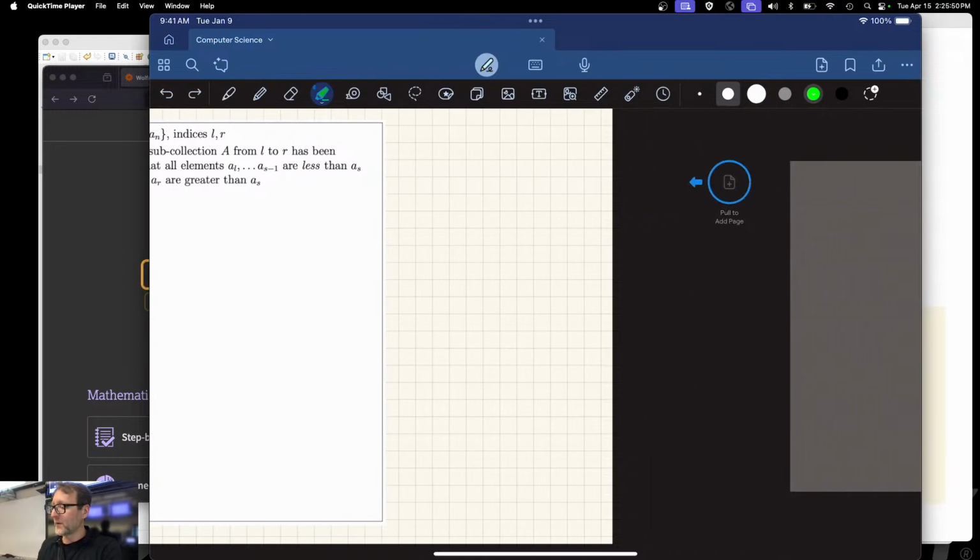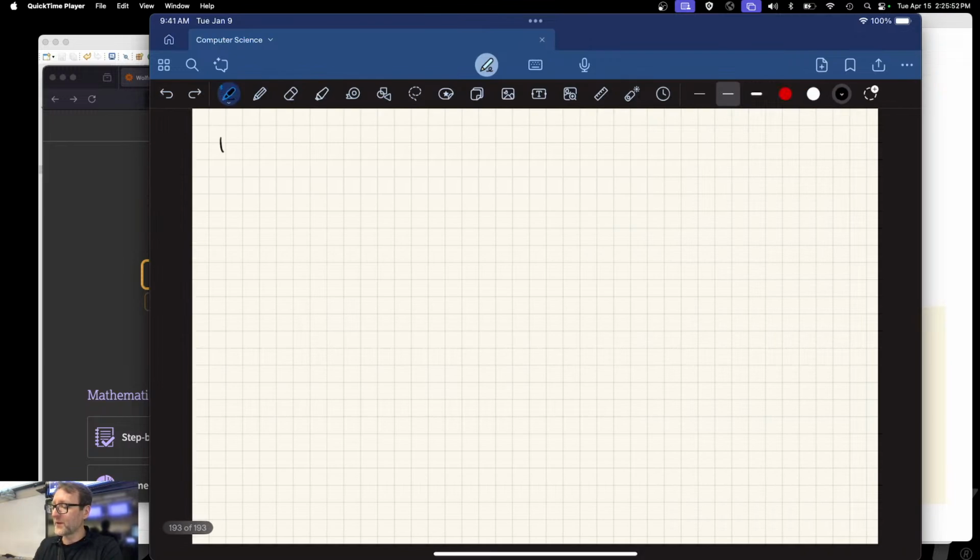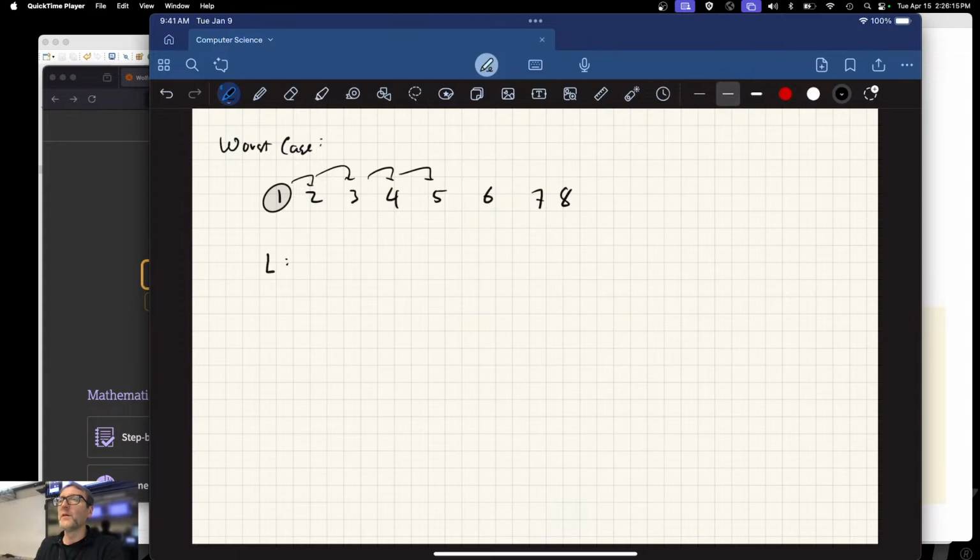All right. So let me show you the worst case. 1, 2, 3, 4, 5, 6, 7, and 8. Here's my pivot element. What do I end up doing? I make a comparison to everything, and then I split it up how? The left partition is going to be how big? Is there anything less than 1? Nope, it's going to be 0. What about the right partition? How many is it going to have?